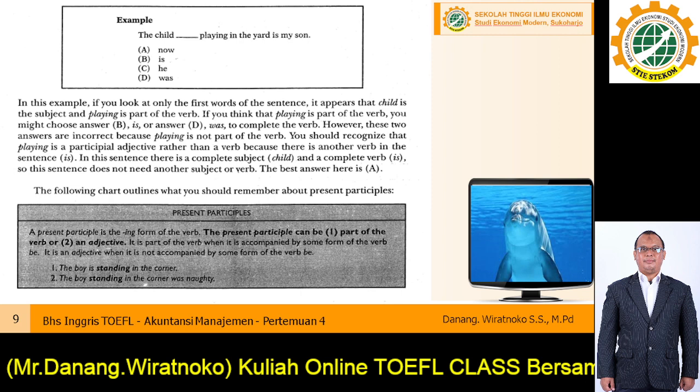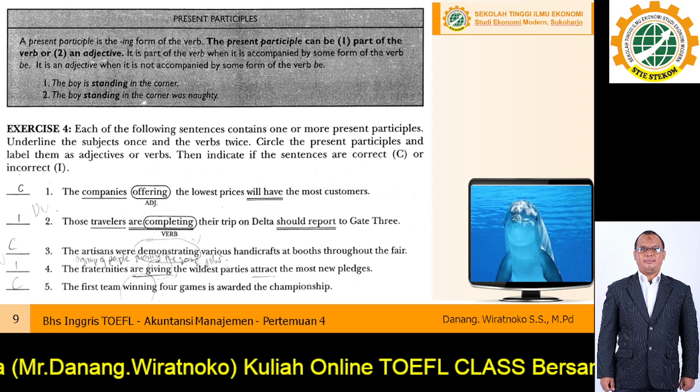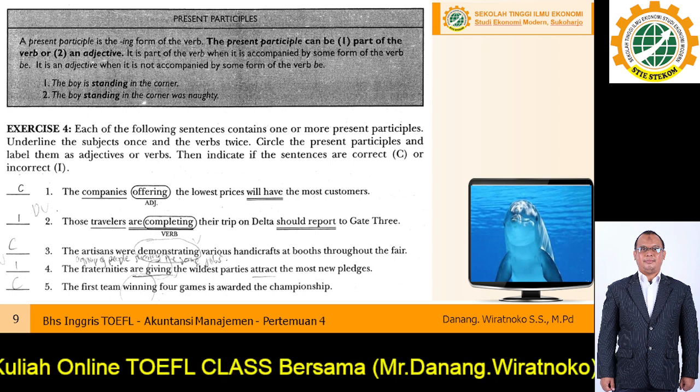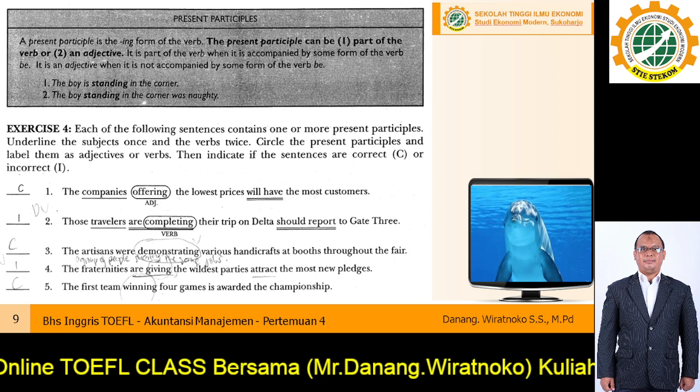Okay, so perhatikan, ini ada soal. Jadi untuk number one, the companies offering the lowest prices will have the most customers. Okay, ini correct ya. The company's subject, offering adjective ya. Number two, okay, this one doesn't have a verb. Double verb. It should report. Those travelers are complaining their trip on Delta should report to the gate 3. Double verb.